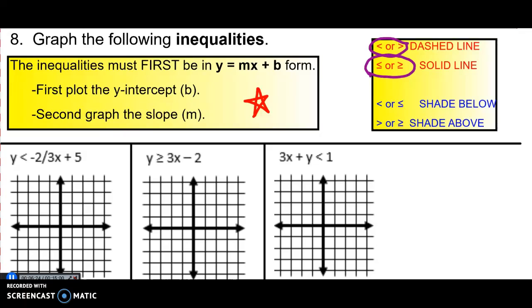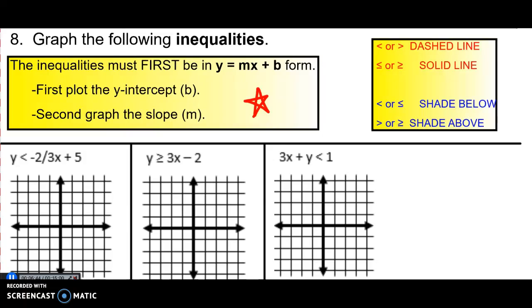All right, now if we have the less than symbols, we're going to shade below our line. And if we have greater than symbols, we'll shade above our line. Let me erase that so that's easier to read again. That's a very important little box for you to memorize for your test.